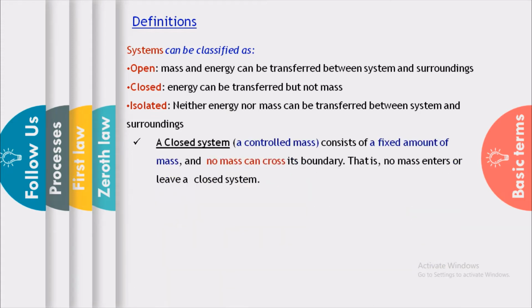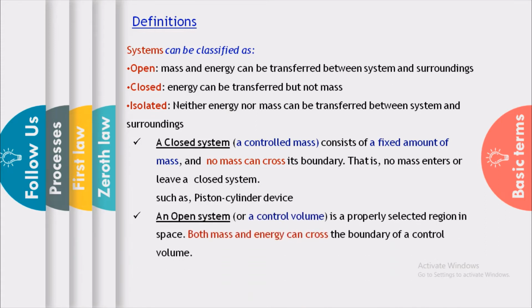Now let us have a look at the closed system. A control mass can be considered as a closed system. A closed system consists of a fixed amount of mass and no mass can cross its boundary; that is, no mass enters or leaves a closed system. Here I have given some examples, such as a piston cylinder device, which is a closed system.